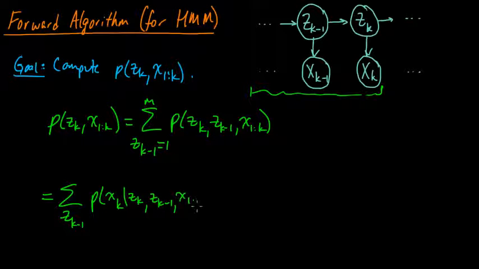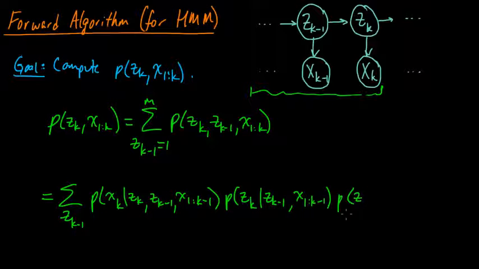zk minus 1 and x1 up to k minus 1, times the probability of... we have this stuff left still. What should we put next? Well, zk is the next natural thing. zk, given this other stuff, is going to be conditionally independent of this other stuff given zk minus 1. So we're going to get a transition probability here. If you don't see that right away, we'll check that in a second. And given x1 through k minus 1, times the probability of what's left: zk minus 1 given x1 to k minus 1, and then the only thing left, the probability of x1 to k minus 1.